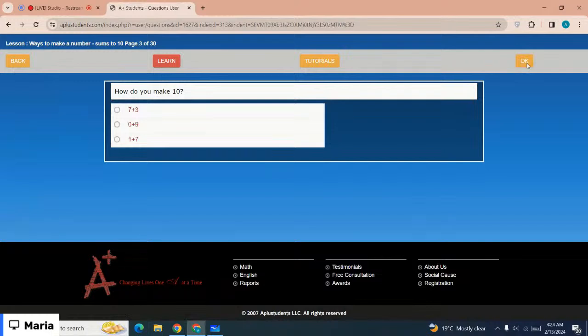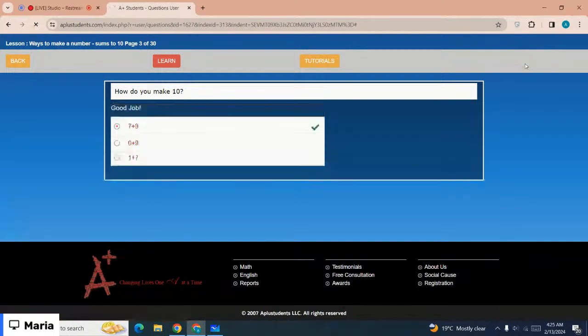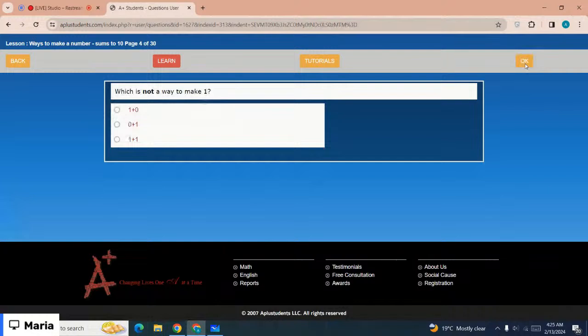How do you make 10, which is the correct option? Very good. That is 7 plus 3. That makes 10. Option number 1 is the correct option. Which is not a way to make 1, which is the correct option?